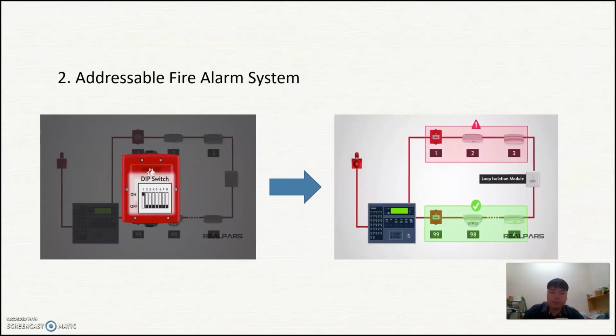The next is the addressable fire alarm. Its working principle is the same as the first one, the conventional system, but the difference is that each detector is given an address, and the address will appear on the control panel, so you know which call point has initiated the alarm. Usually the detection circuit is wired as a loop, and up to 99 devices can be connected in each loop.